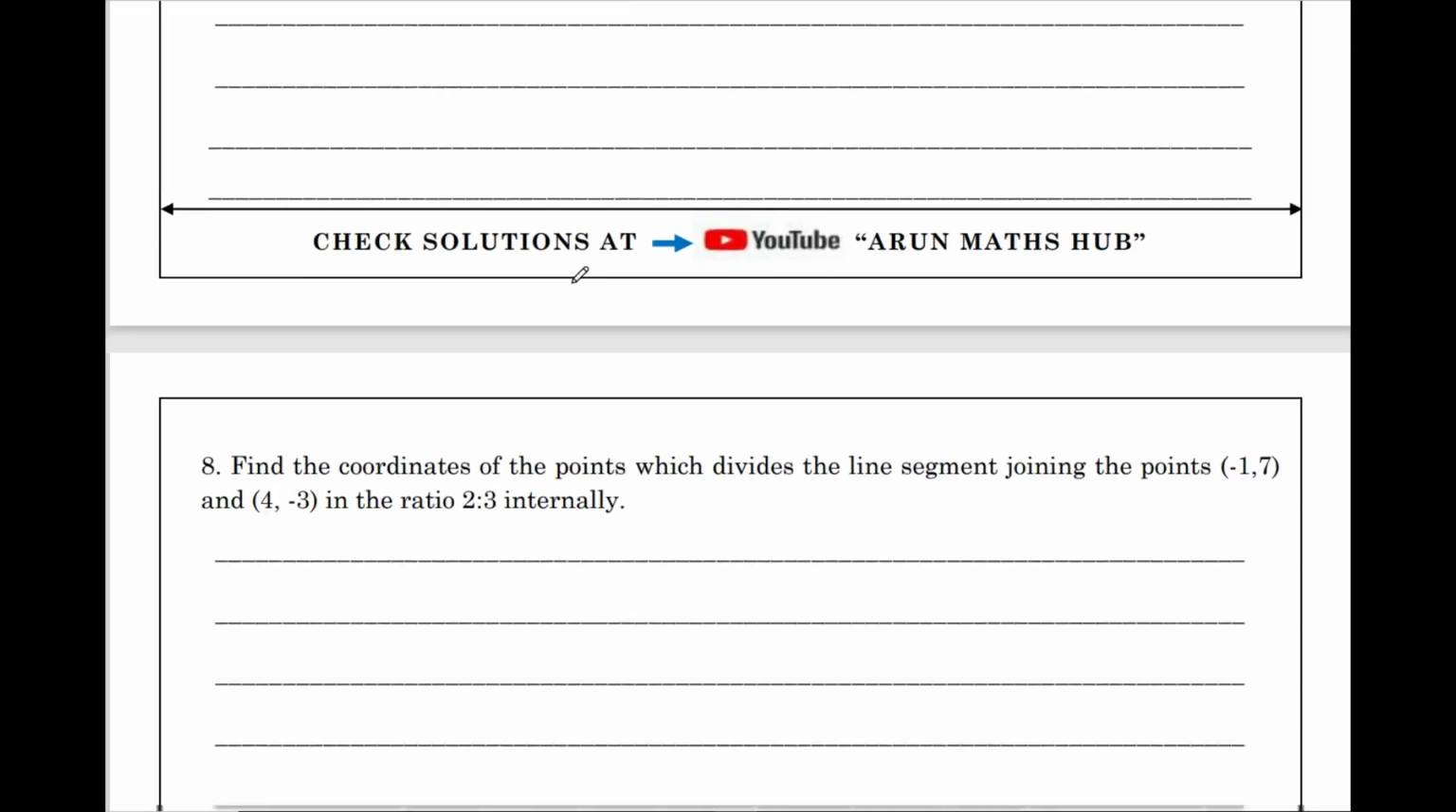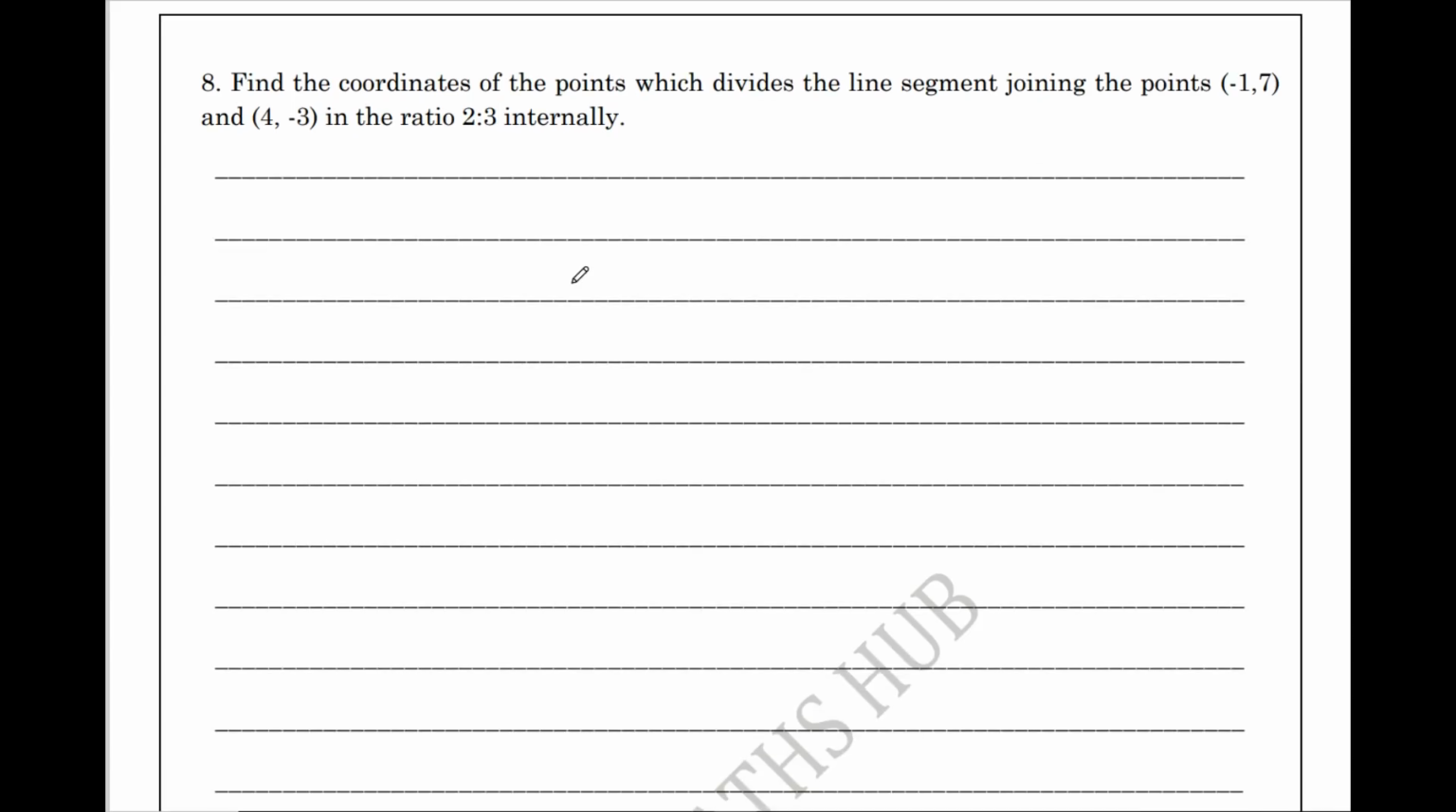So I've given a question to solve or practice. Find the coordinates of the point which divides the line segment joining the points (-1, 7) and (4, 3) in the ratio 2:3 internally.